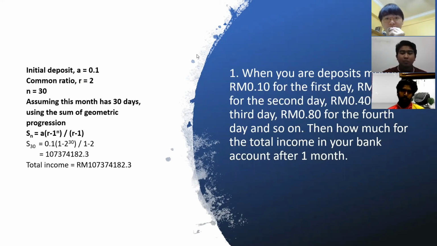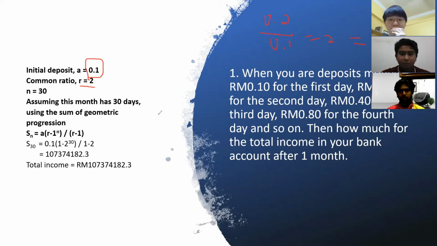So it's a different formula, but in the same way we must find out the A first. A is 10 cents, 0.1. And then R is 2, because 0.2 divided by 0.1, we will get 2. And then another one, 0.8 divided by 0.4, it's also 2 again. So this R is equal to 2. So the common ratio is 2.